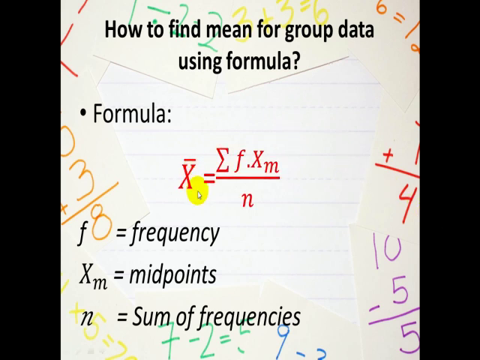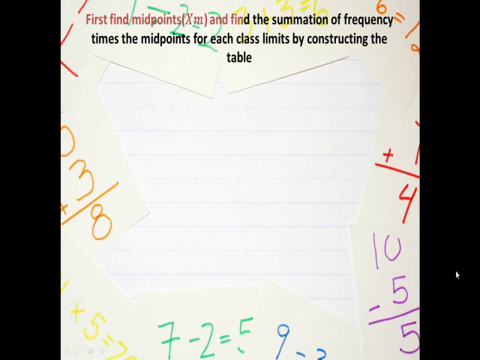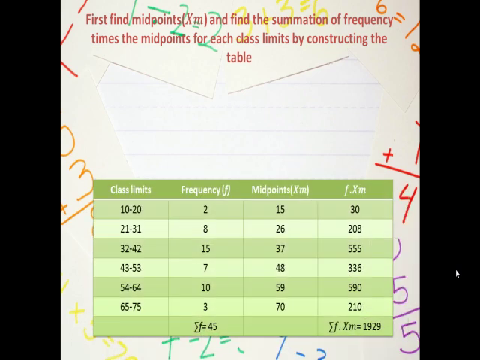That is, x bar is equal to the summation of frequency times the midpoint, divided by the sum of frequencies, where f is the frequency, xm is the midpoint, and n is the sum of frequencies. First, we find each midpoint, which is the xm, and the summation of frequency times the midpoints for each class limits by constructing the table as follows.